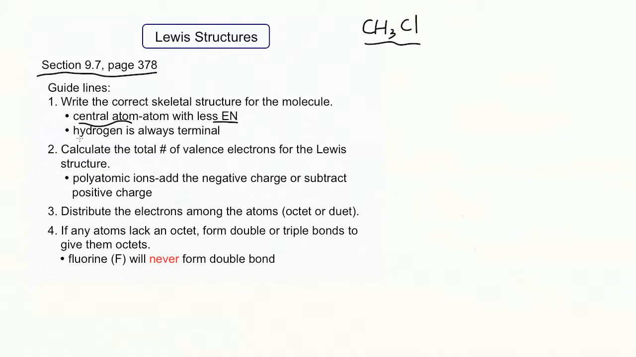Let's finish this. The second thing is that hydrogen is always a terminal or surrounding atom. So in this molecule, you have 3 hydrogens, 1 chlorine, and 1 carbon. Hydrogen is always a surrounding atom. Chlorine and the carbon: carbon has less electronegativity than chlorine, so the carbon would be the central atom. So what you need to do is write the other 4 atoms around the carbon and draw a single bond for each pair. And this is a skeletal structure for this compound.